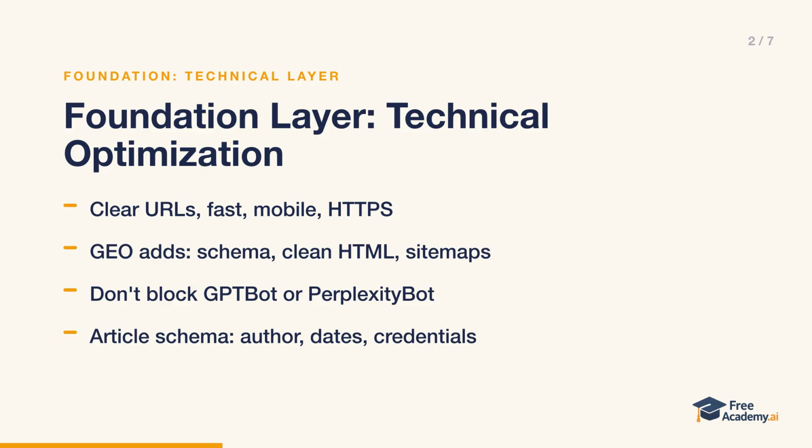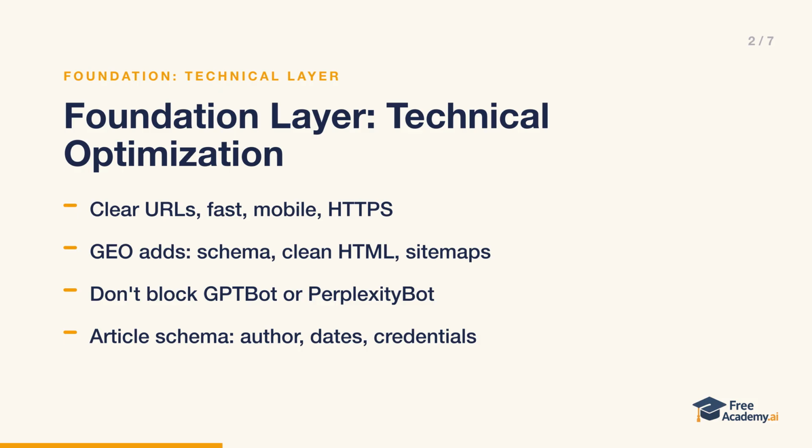The foundation layer starts with site architecture that helps both channels. That means a clear URL structure showing content hierarchy, logical navigation, fast loading speeds, mobile responsive design, and HTTPS. GEO adds a few extra requirements on top. Structured data markup using schema.org, clean HTML that's easy to parse, content that isn't hidden behind JavaScript that blocks crawlers, and XML sitemaps for comprehensive indexing.